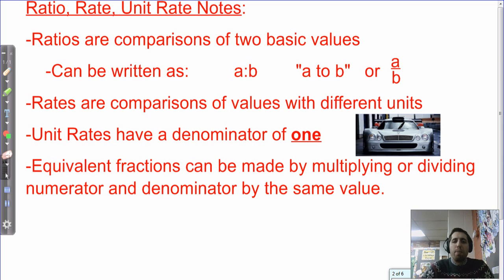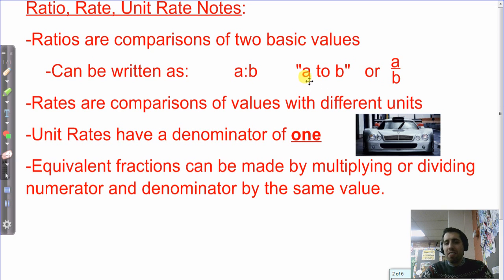First, ratios are comparisons of two basic values. So when you're comparing two different numbers to each other, you have a ratio. Every fraction is probably the most common or familiar example we have of this. You can see that ratios can be written in three different ways, and one of them is in fractional notation. I use variables here instead of specific numbers, but if A and B are both numbers and we're comparing them as a fraction, then we've got a ratio going on.